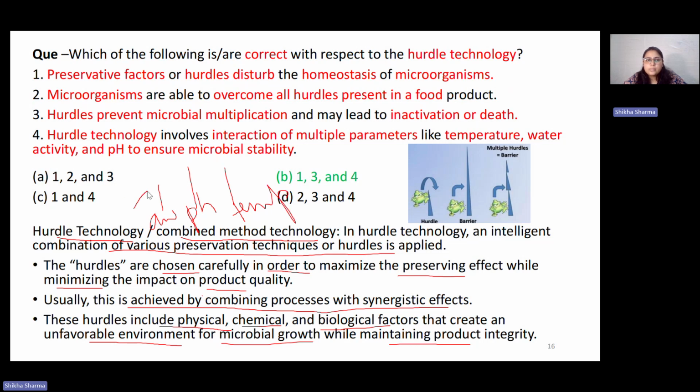If a microorganism is able to cross this hurdle, it will not be able to cross another hurdle, or if it crosses another hurdle also, it will not cross the third hurdle. So it will be stuck here, so that the microorganism growth can be hampered. Like here in the image, one hurdle the microorganism already crossed, but it is not able to cross the other hurdle. So we can apply multiple hurdles to stop the growth of the microorganisms, or to decrease their growth.